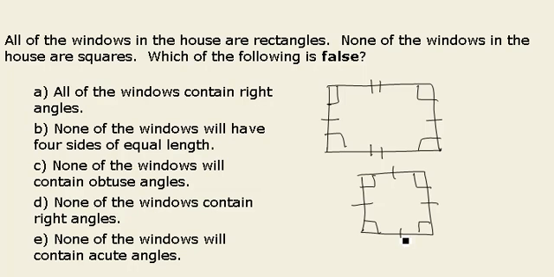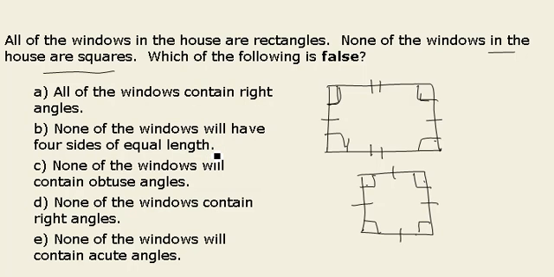Now, usually by definition, a square is a rectangle, but in this problem, it says none of the windows in the house are squares, so therefore they cannot have equal sides. So going through these, A, all of the windows contain right angles. This statement is true because, as you can see, yes, all the angles in the rectangle are right angles, but also in the square.